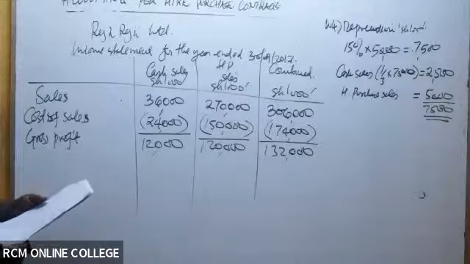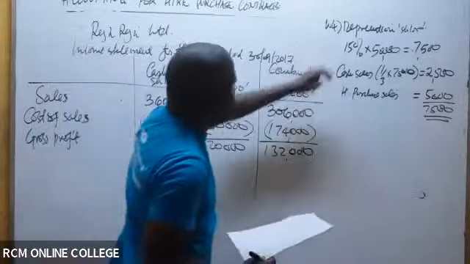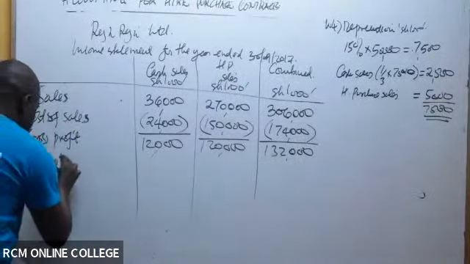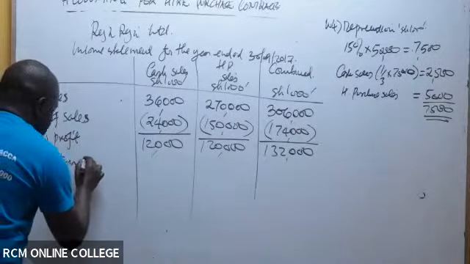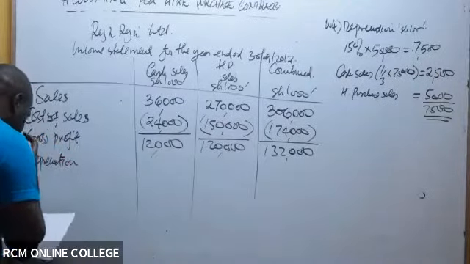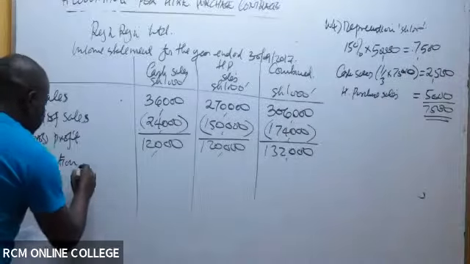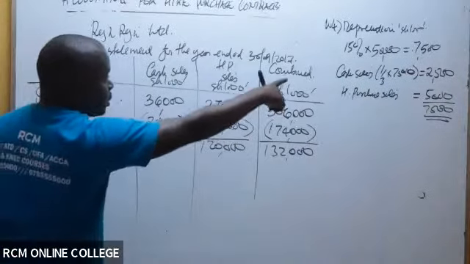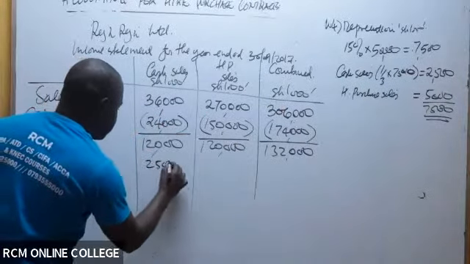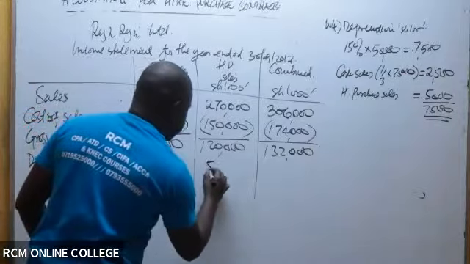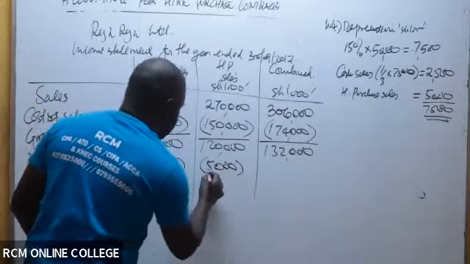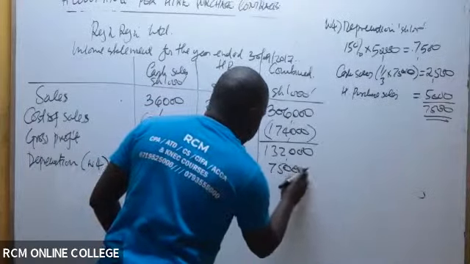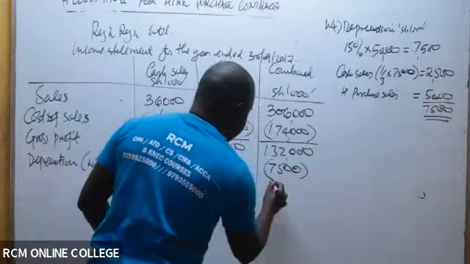Ukiangalia in this case, compute depreciation hapa under working for, so kuna depreciation. We less the expenses, depreciation under working for. In this case, it is 2.5 million. This one is 5 million. So total is 7.5 million.